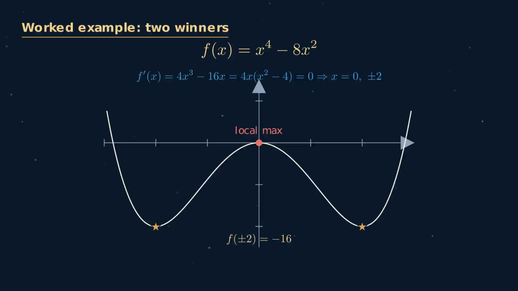And here's the surprise, they tie. This function has two global minima at once. So much for a single best answer. The optimum doesn't have to be one lonely point, a good thing to remember.